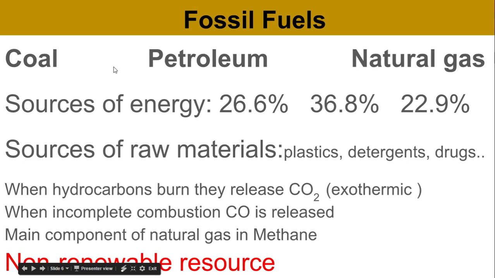And we use them as a source of raw materials to make plastic, detergents, drugs, nylons, cosmetics. And if it was used just for that, as a source of raw materials, it would be okay, but because we use them as a source of energy, they're running out. They are a non-renewable resource, and in your lifetime, we might run out of them. The main component of natural gas is methane.